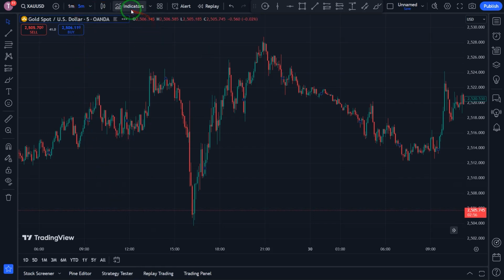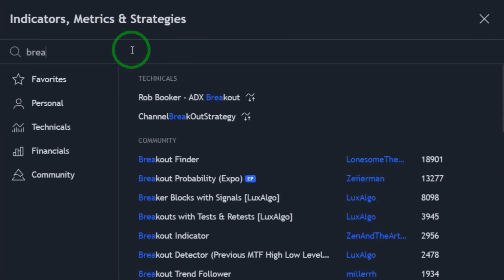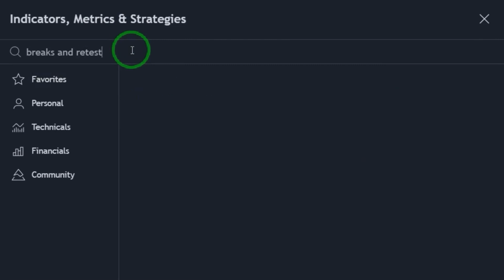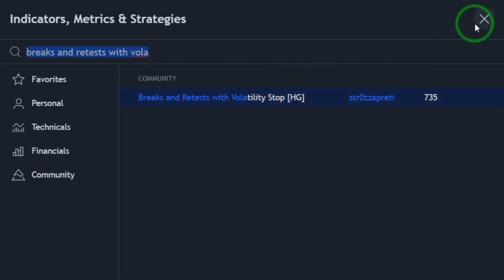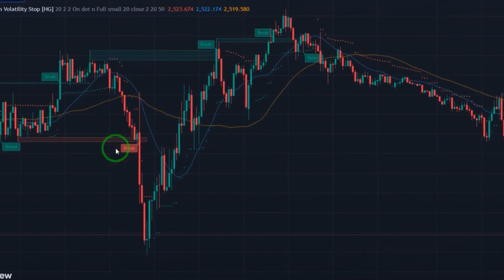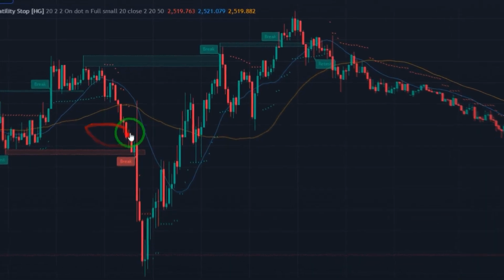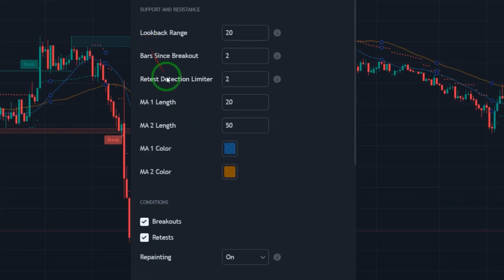For this, we go to the indicators section and type in the search box "breaks and retest with volatility stop". Now we need to find it and add it to our chart. Now you'll see how our chart has changed after adding this indicator. To optimize it, we need to enter the settings of this indicator and apply the changes you see.